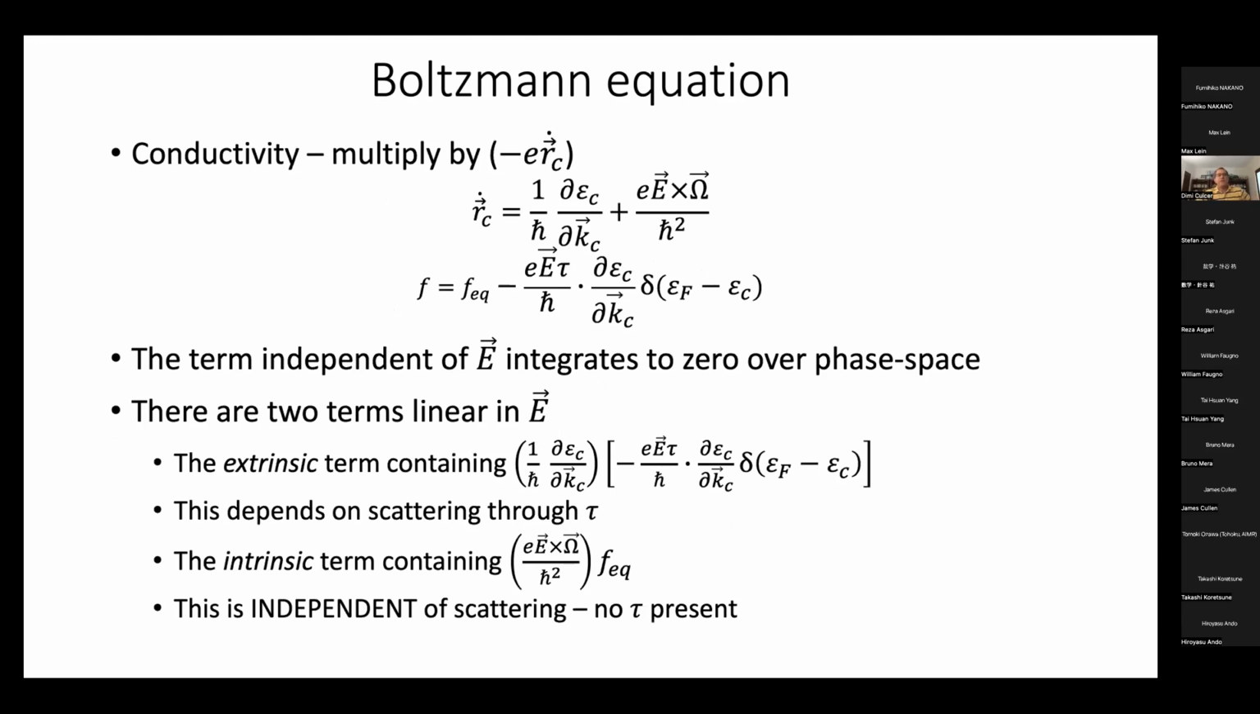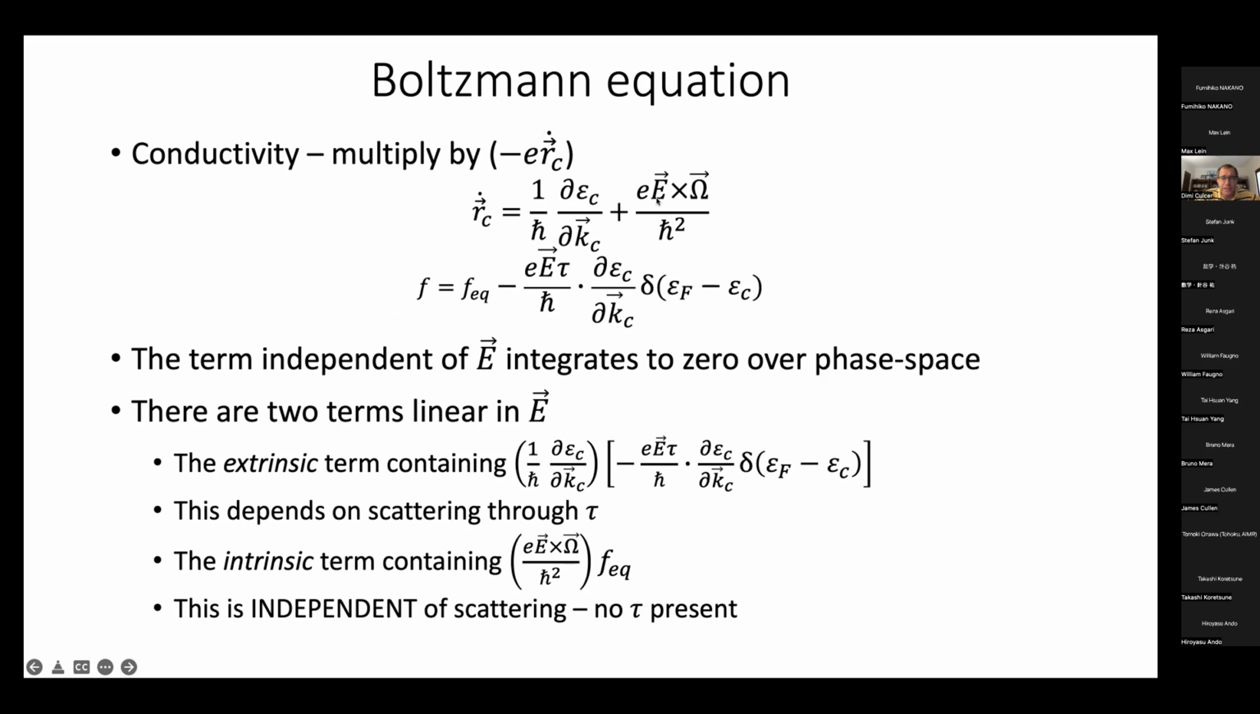So what do we do now? We say we want the conductivity. The conductivity is going to be given by the velocity. So minus e times the velocity, that's the current due to any one carrier. The velocity r dot is the group velocity plus this Berry curvature correction.